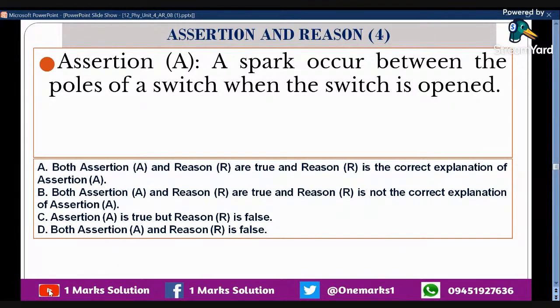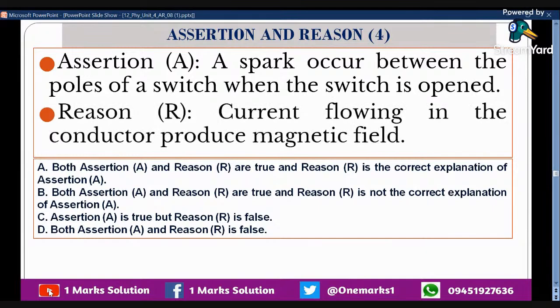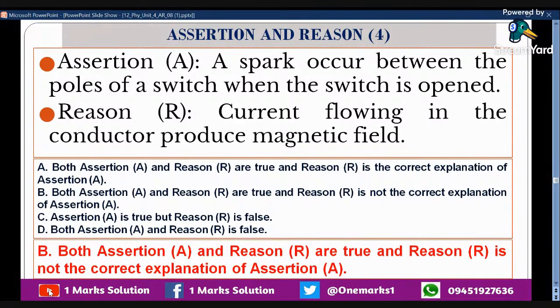When the switch is opened, a spark sometimes occurs there, right? You have seen that. Reason, what is the reason? Current flowing in the conductor produces a magnetic field. Is it the reason for the assertion? No. Current will surely produce a magnetic field. Due to this magnetic field, can you say the spark will be there? No, not at all. So both are correct, but the reason is not the correct explanation for the assertion.